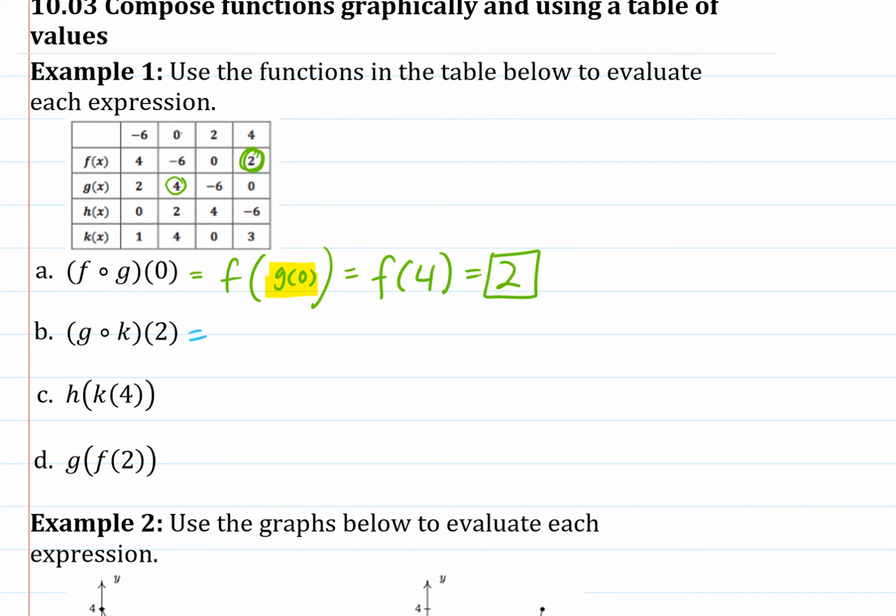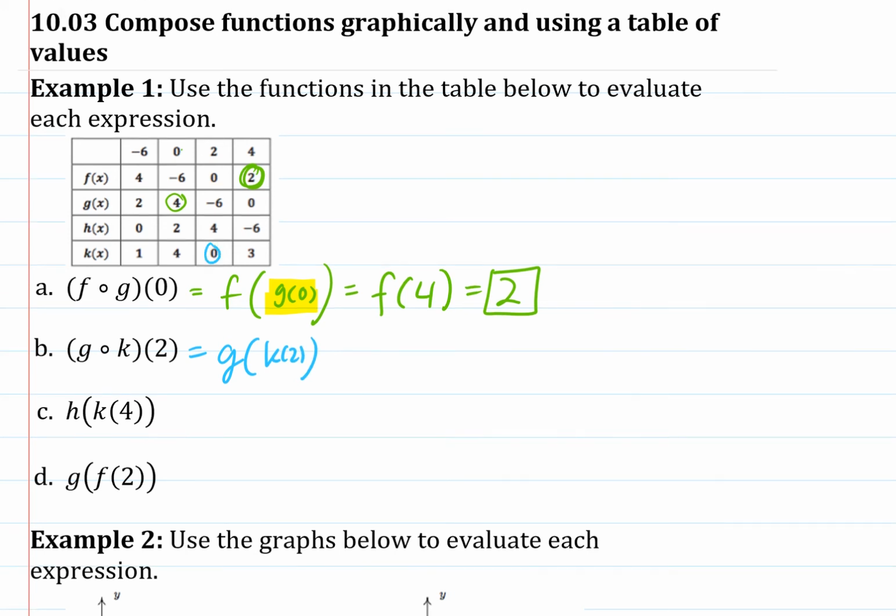For example, g of k of 2, which if it helps you, we can rewrite it this way, is just g of, well, let's see, k of 2 would be 0. And using the table, g of 0 is 4. Likewise, h of k of 4 is just h of 3, since k of 4 is 3.